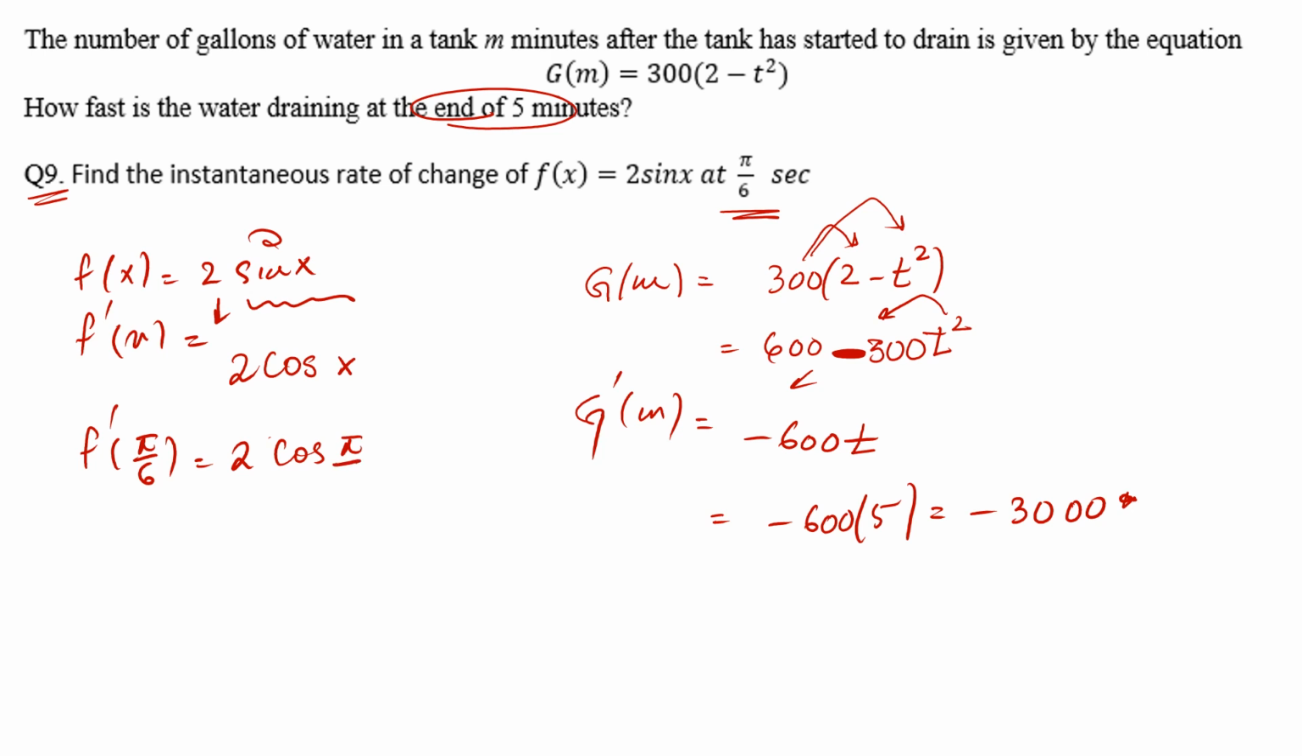Now remember, whenever you are in calculus class, always keep the calculator in radian mode. So write down in the calculator 2 cos pi over 6 and get the answer. So it would be 1.732.